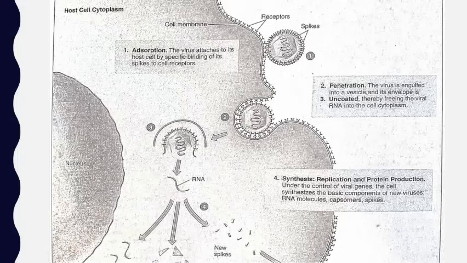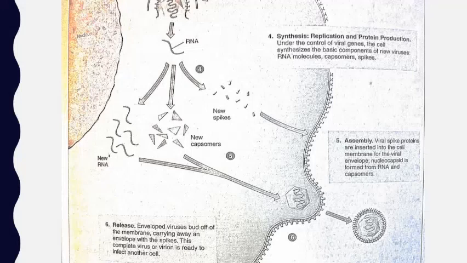So, ito na yung number 3. So, pinakawalan niya si RNA na dala-dala niya. So, what happened? Our ribosomes, masasama niya itong RNA na to sa transcription, sa translation, at sa pagpoproduce ng proteins. Okay, which is step 4. It is the synthesis, replication, and protein production. So, under the control of viral genes, the cell synthesizes the basic components of new viruses, RNA molecules, capsomers, and the spikes. So, nagproduce siya dahil akala ni ribosome na it is a protein that is good for the cell. Nag-replicate din siya into parts ng coronavirus. So, nagkaroon ng production ng new spikes, new capsomers, and the new RNA.